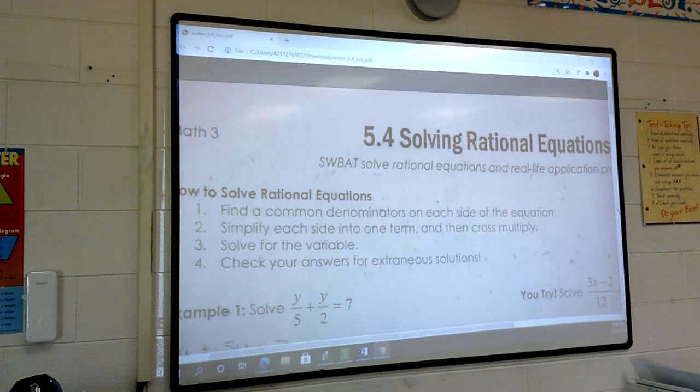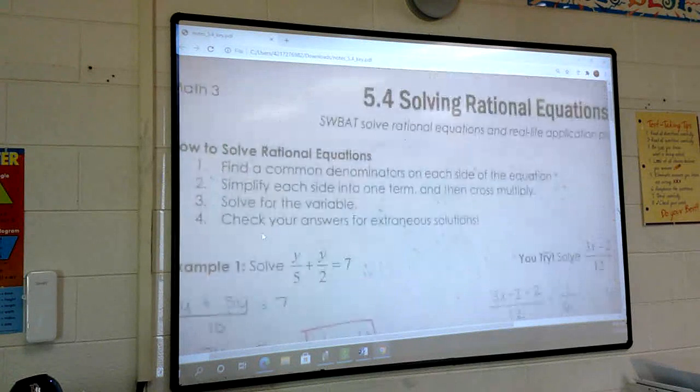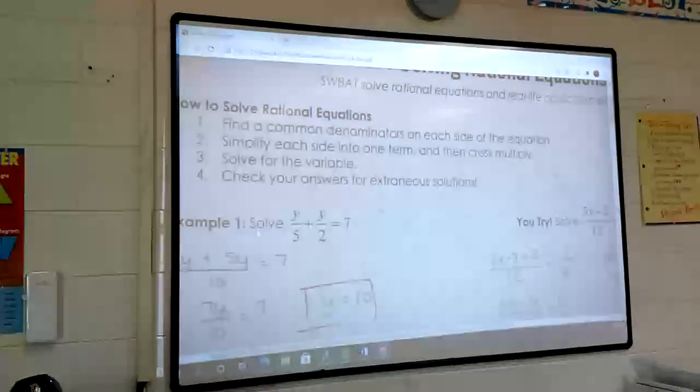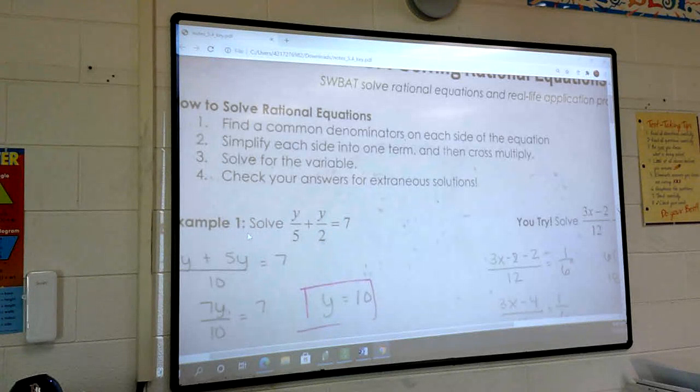The first step is to find a common denominator, kind of like we did yesterday when we're adding and subtracting. We've got to find the least common denominator. Then we want to simplify the sides, and we're going to solve for x. Okay, so that's the process: find the least common denominator, simplify, solve for x. All right, let's take a look at this one.